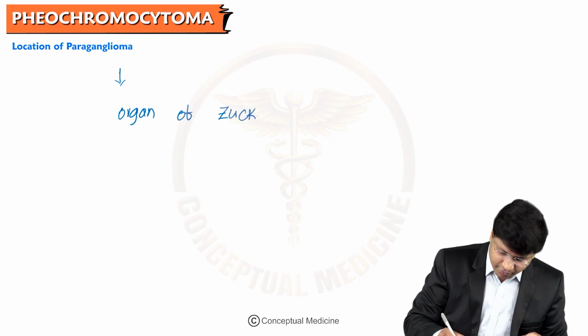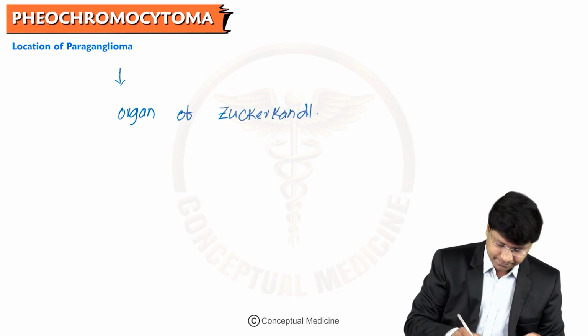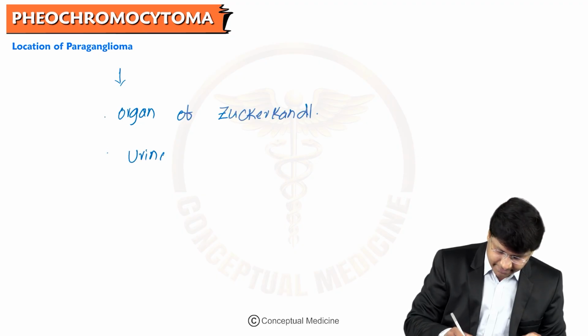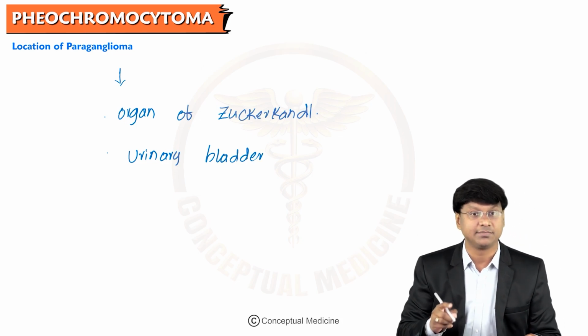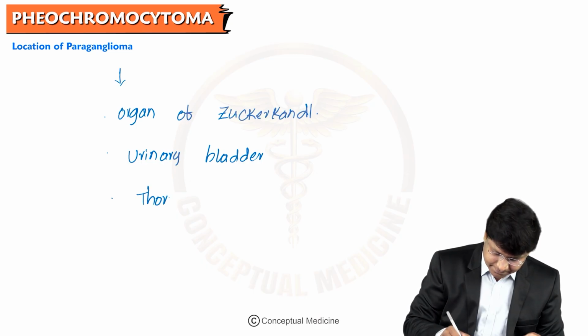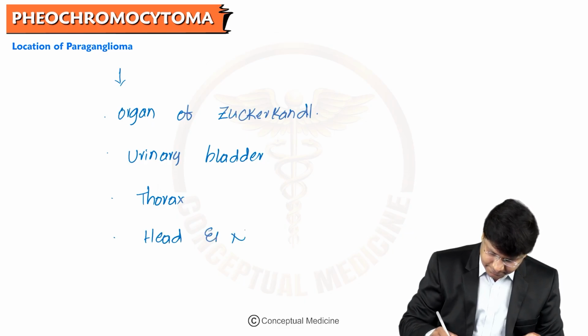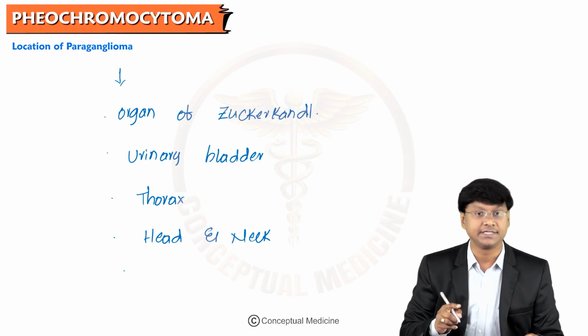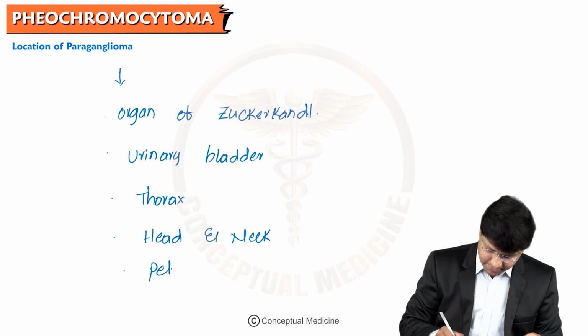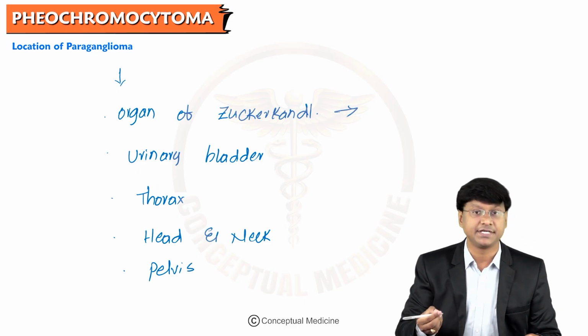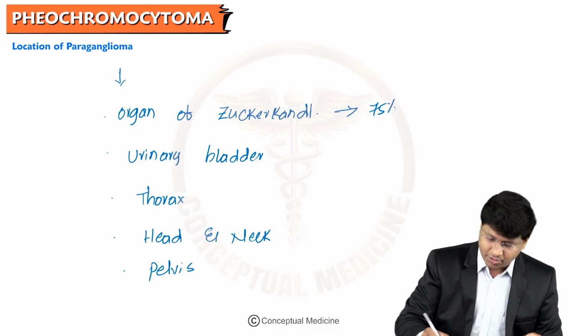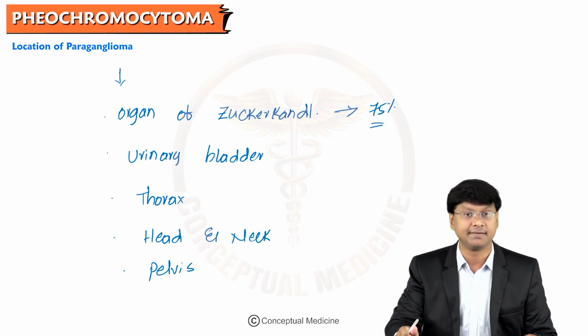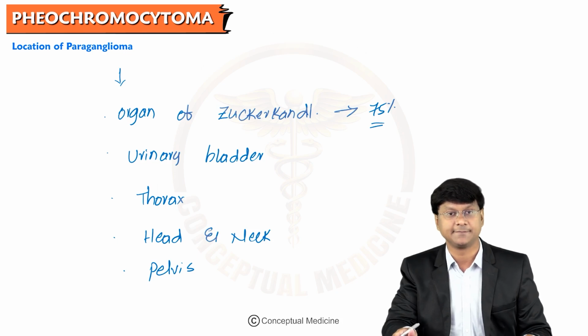Now, apart from the organ of Zuckerkandl, the other important sites where you have paragangliomas are the urinary bladder, and next to the urinary bladder, the other common sites are thorax, head and neck, and they are also present in the pelvis. But majority of it, what is the percentage? Nearly around 75% of the extra-adrenal pheochromocytomas are present in the abdominal para-aortic area, which is nothing but the organ of Zuckerkandl. Right?